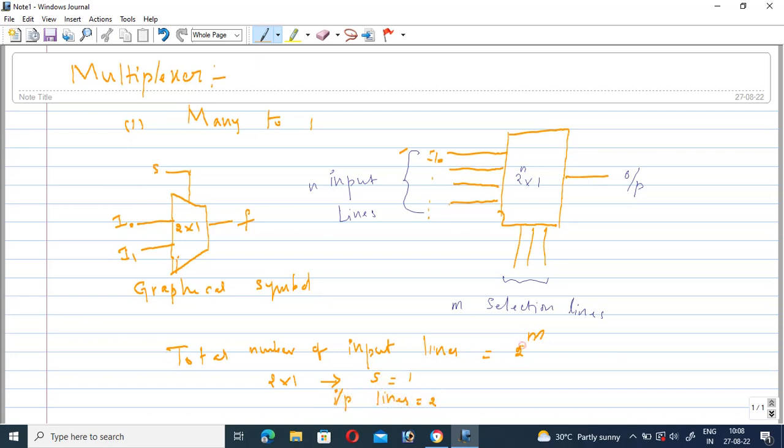Based on this formula we can verify whether it is correct or wrong. Here m is the number of selection lines, and m is equal to 1 for the 2 by 1 mux case. Therefore 2 power 1 is equal to 2, so the total number of input lines in a 2 by 1 mux is 2. It is correct: I0 and I1 are the input lines. So the selection line also decides the total number of input lines in the multiplexer.